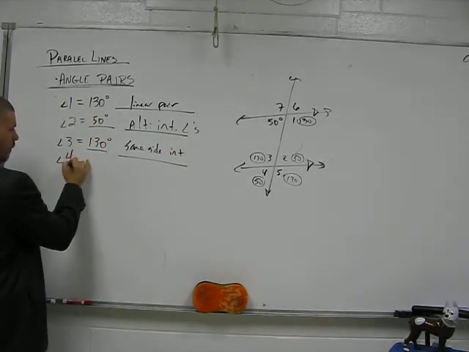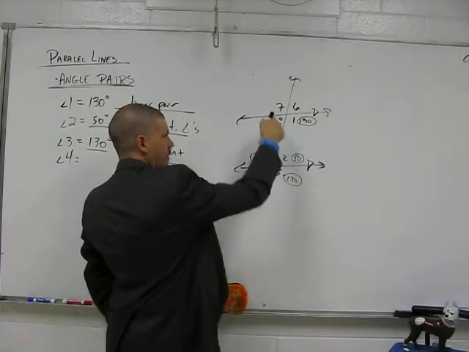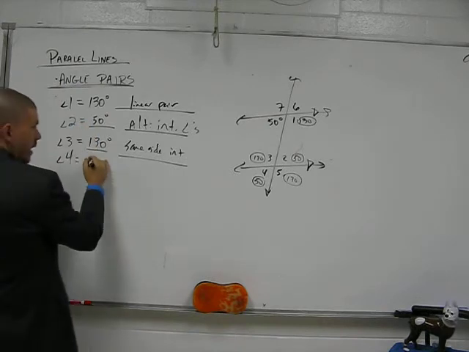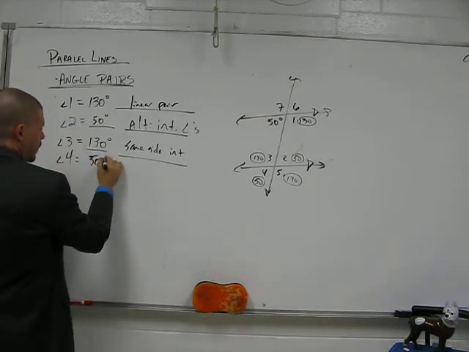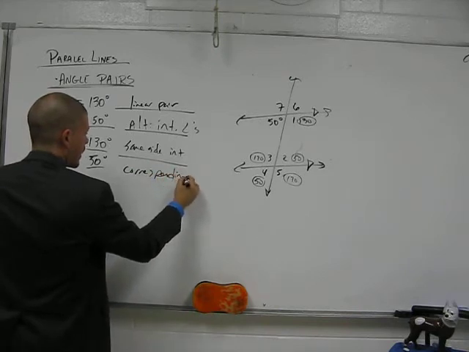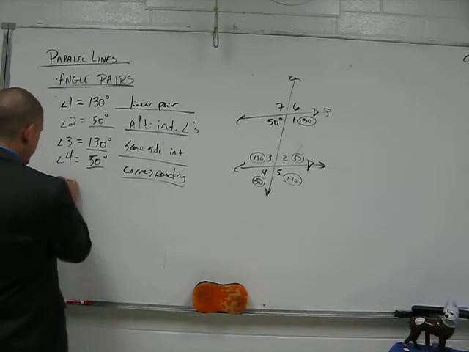Alright, so angle 4, what do we got with angle 4? Well, the 50 and the 4, let's think. Oh yeah, first word. It's going to be 50 degrees, and that is because it is corresponding.